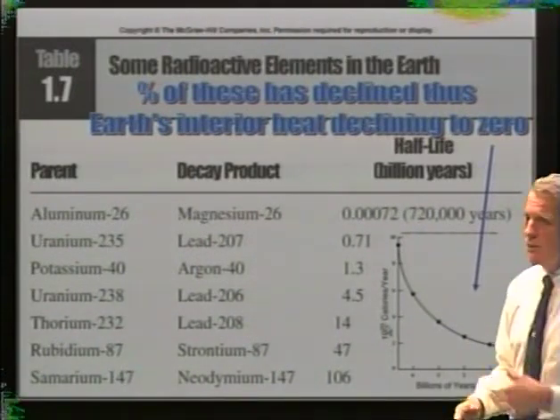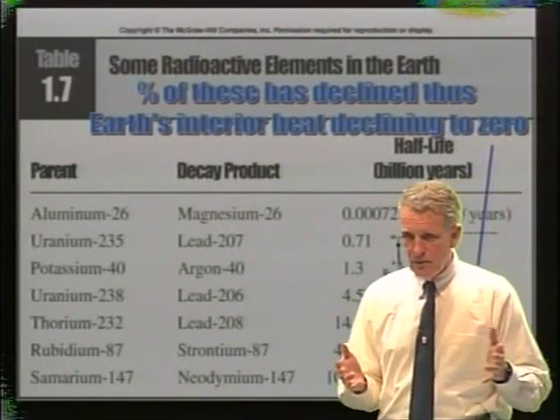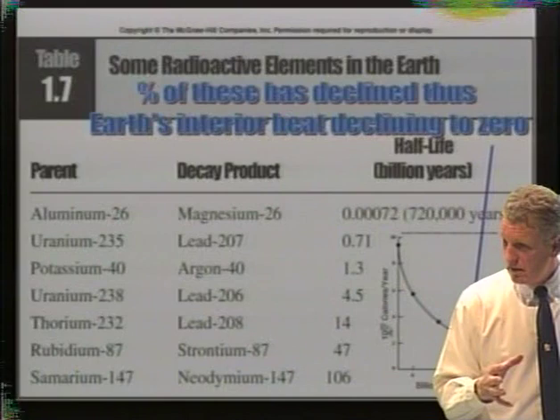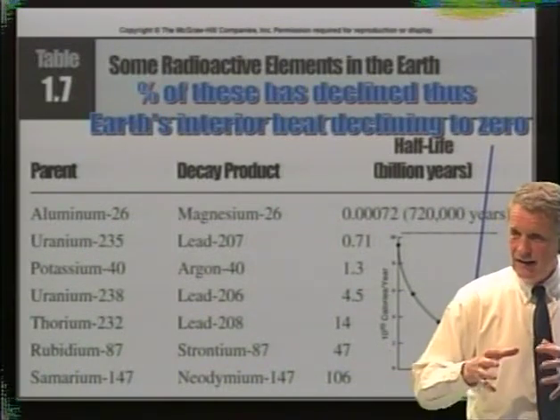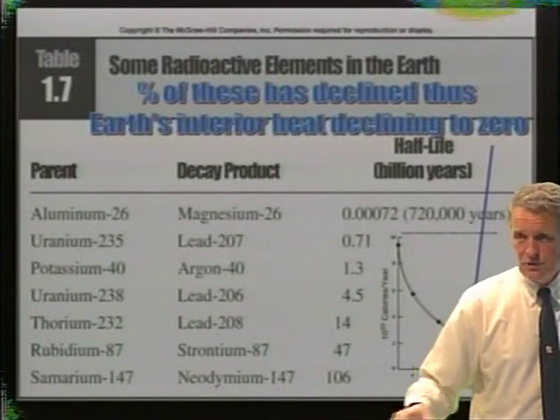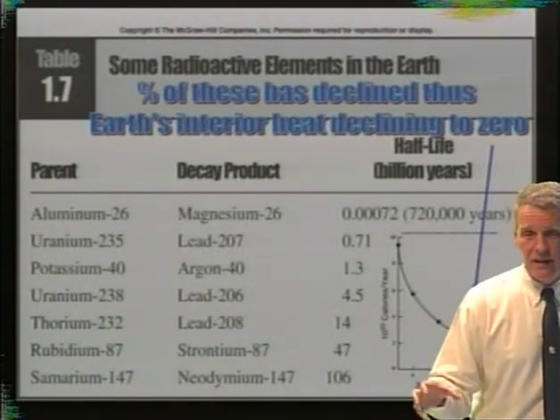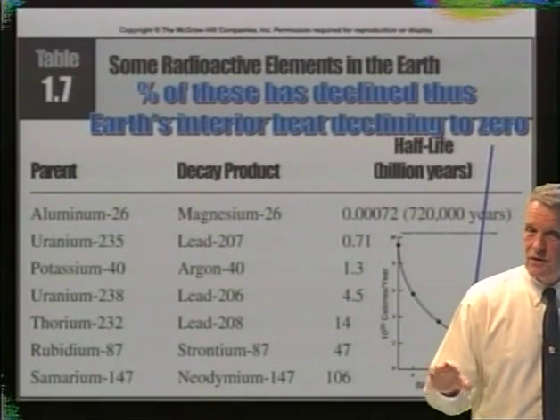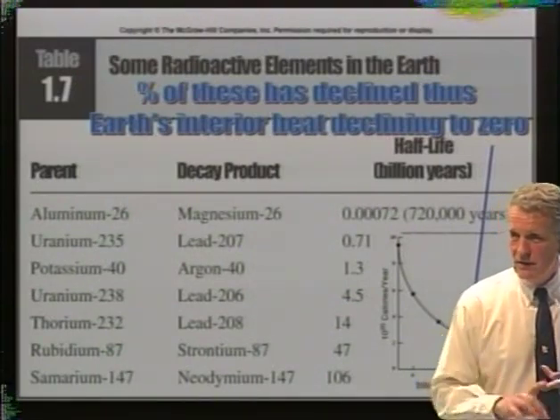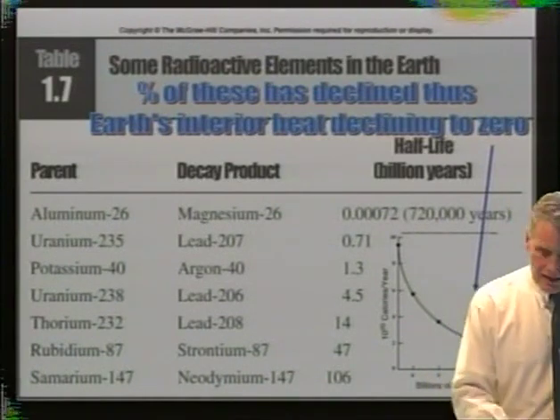Why is that there? Well, the reason for this diagram is simple. The heat-generating isotopes inside our planet are becoming less and less and less, which means there's less heat generated inside the Earth, which is what? The driving mechanism for plate tectonics, earthquakes and volcanoes and so on. So it all ties together.